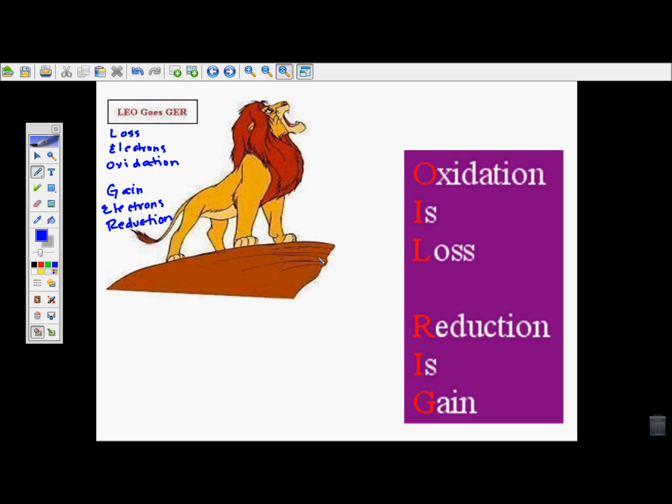Another way to remember it is oil rig. Oxidation is loss, reduction is gain. And of course this is of electrons. Now one more term that you will see in this unit is oxidizing agent and reducing agent. Because like I said, it always comes in pairs.